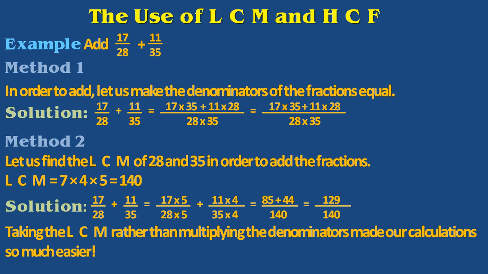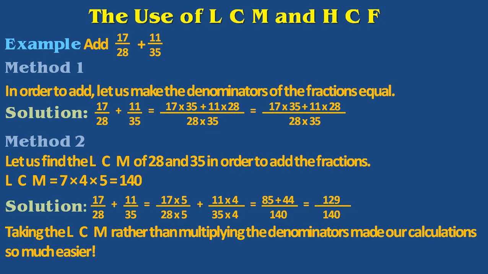Method 2: let us find the LCM of 28 and 35 in order to add the fractions. The second method is to take the LCM of the denominators and then add the fractions. Now how will we find the LCM? We will prime factorize 28 and 35, and when we factorize we will get the LCM as 140. Now you have to see that 140 is the answer. 28 when you multiply it by 5 you will get 140.